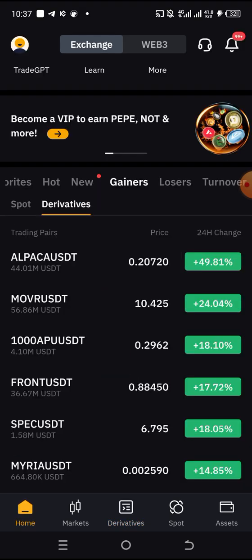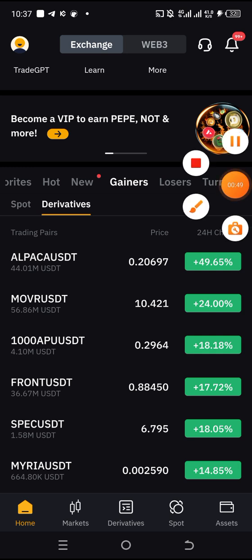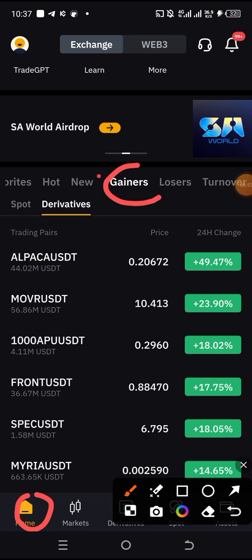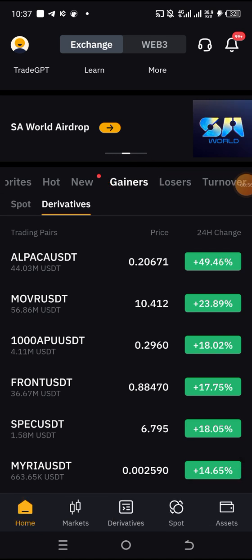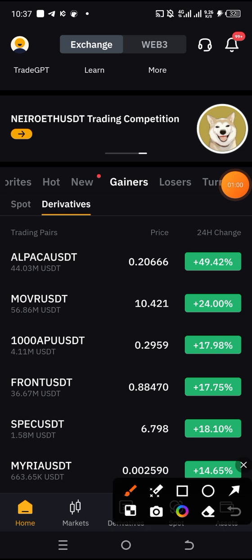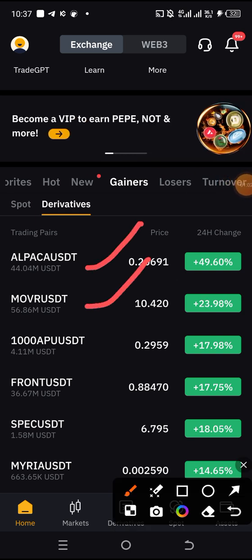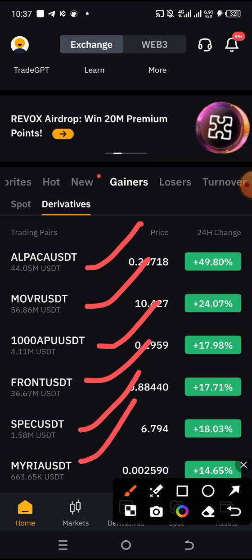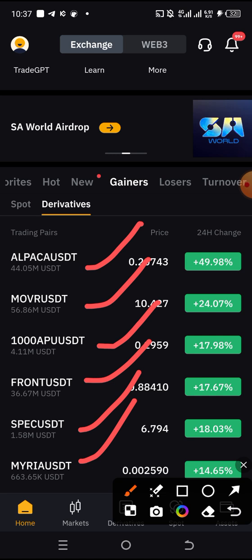So gainers, as you can see, you can find it here under home. You will see gainers right here. The meaning of these gainers is that they are coins that are currently doing well, and as you can see, they are all in green. So that is the meaning of the gainers. Are you getting it now?